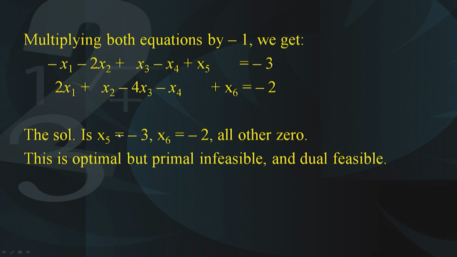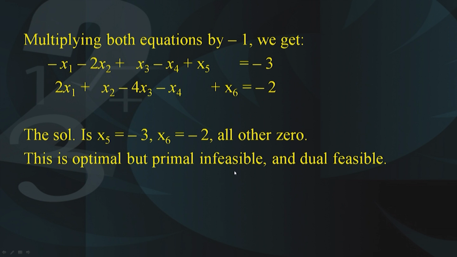the basic variables, they are negative. Both of them are negative. And of course, all others are 0. So, what is this BFS corresponding to? This BFS is optimum, but it is primal infeasible.